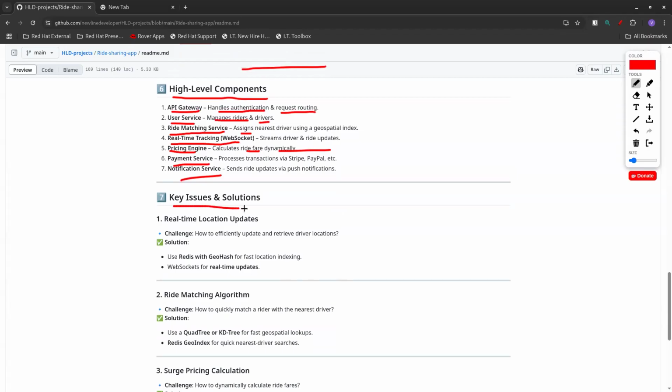And then what are the key issues and how can we remediate them? Real-time location updates is one of the issues. How do we efficiently update and retrieve the driver locations? What is the solution?